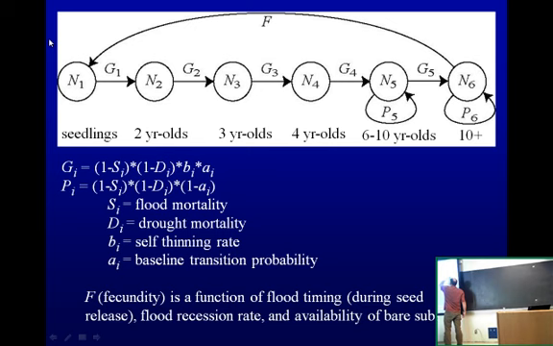And essentially what we did is say, okay, your chances of survival are going to be dictated to a large degree by the hydrograph. So those transition probabilities become related to whether it was a flood year, whether it was a drought year, or whether it was a year that was just good for growth. So we have three different categories derived from the hydrograph. Okay, and then there's also some rate of self-thinning. So individuals are going to die just because stands become crowded and then they thin out.